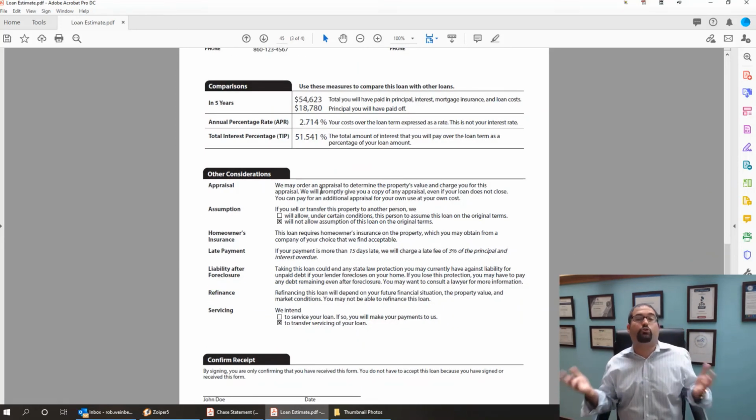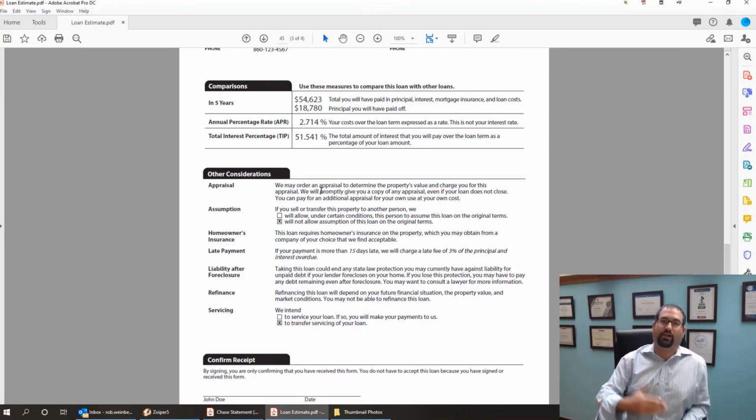But if you're comparing two loans side by side, and you want to just easily compare, then the APR may be somewhere at least to look at side by side to see what you're getting as far as getting the best deal on your loan.